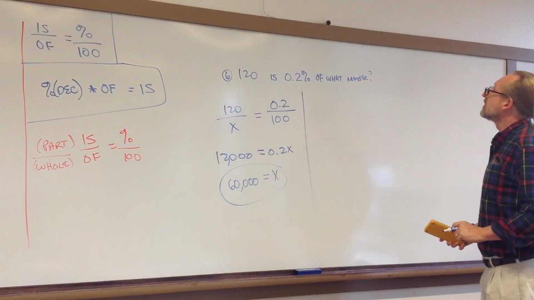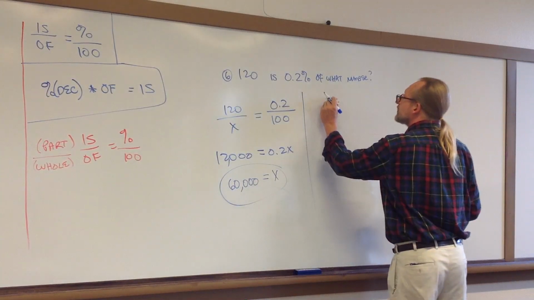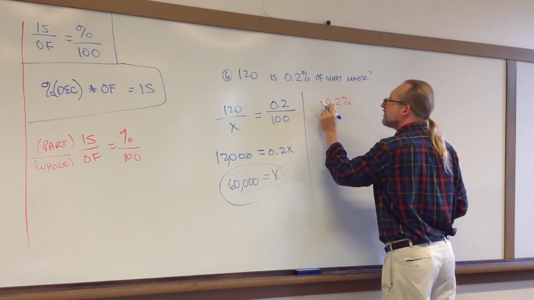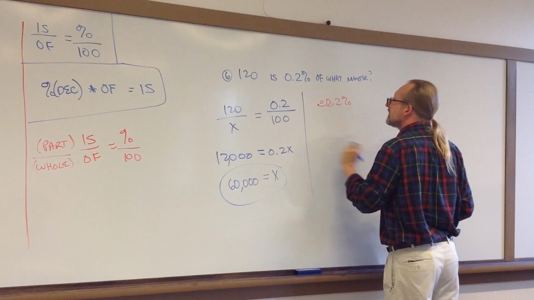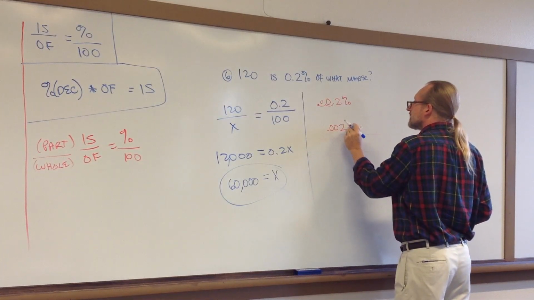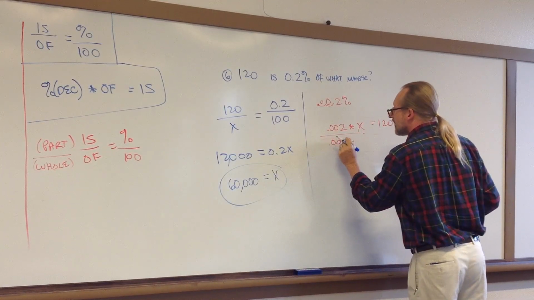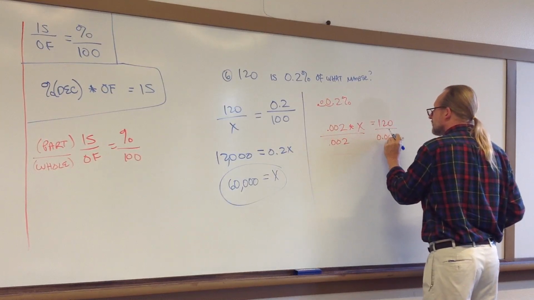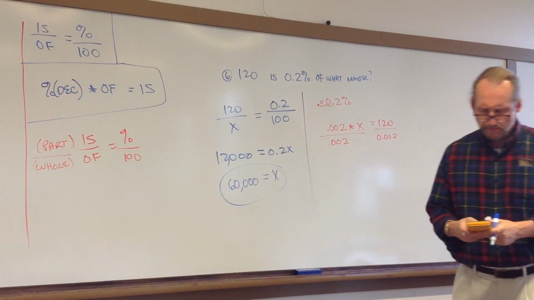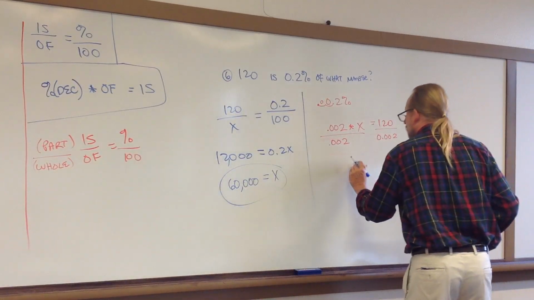All right. And now, if we do this the other way, our percent, if we want to make this a decimal, we've got to move it 2 places over and fill in that 0. So this is going to be 0.002 times x equals 120. And then we divide on both sides by 0.002. And if we do 120 divided by 0.002, we'll get the same exact thing, 60,000.